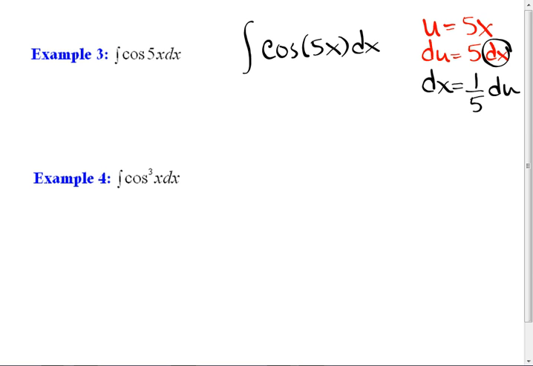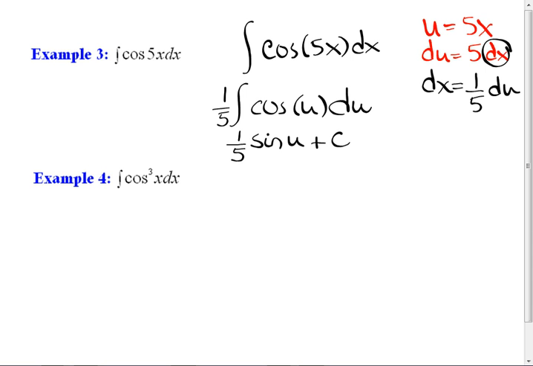Okay, so I'm left with the integral of the cosine of, now that's u, and dx is 1/5 du. You have to have all u's in there, no x's. So what's the antiderivative of cosine? Oh, we know this. It's the sine of u plus c. Okay, you just go ahead and plug the u back in? Yeah, that's okay. I'm just trying not to do it too fast. Yeah, the next one's tough.